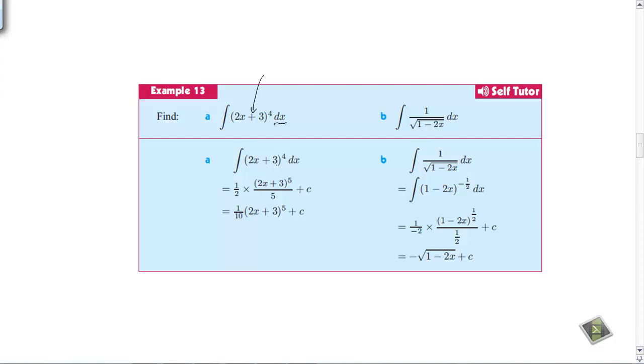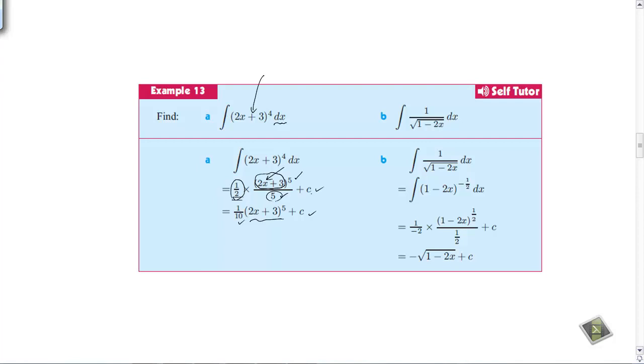Okay, so what are we going to do? We increase the power by 1, divide by the new power, as if this was just an x. But then we have to divide by the derivative of that in there, because we are thinking this is a composite function. It would have produced a chain rule, so we've got to divide. We've got to reverse that multiplication by a derivative in the chain rule to dividing. And so we'll get 1/10 here. 5 by 2 is a tenth. (2x + 3) to the fifth. Don't forget the plus c.